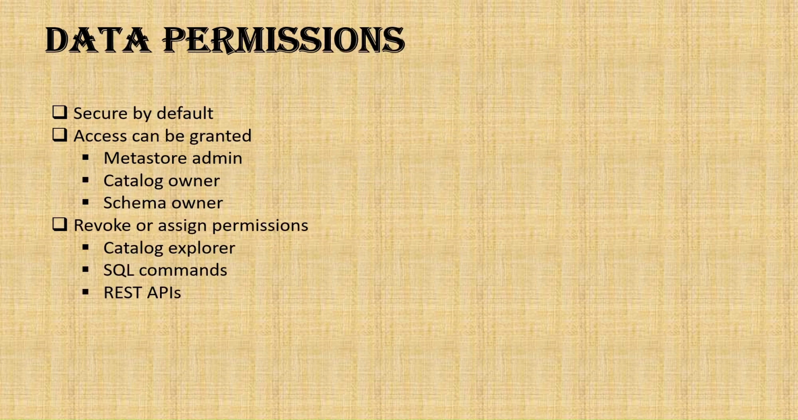Now we will see the data permissions in Unity Catalog. The metastore is secure by default, right? When the metastore is created, no user will have access to it, and access can be granted by the metastore, catalog, or schema owner. All the objects in Unity Catalog are hierarchical, and privileges applied are inherited downward. And assigning or revoking permissions can be done using three tools or services: Catalog Explorer, SQL commands, or REST APIs.